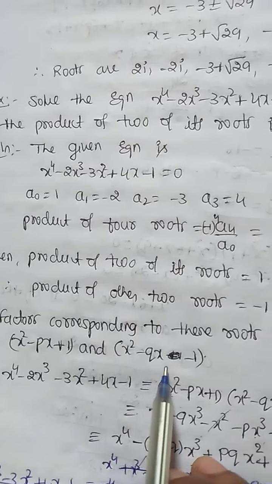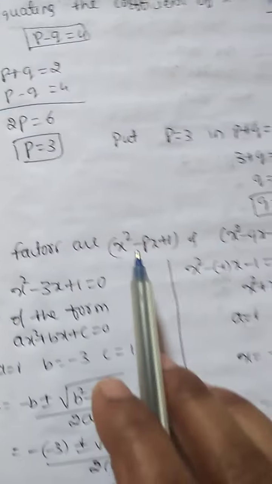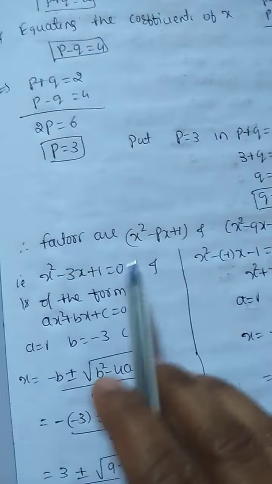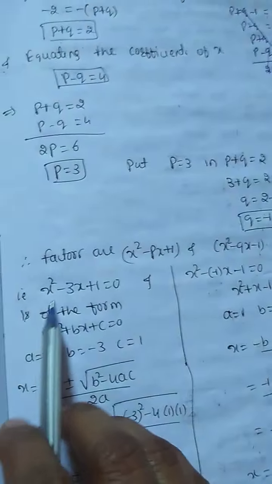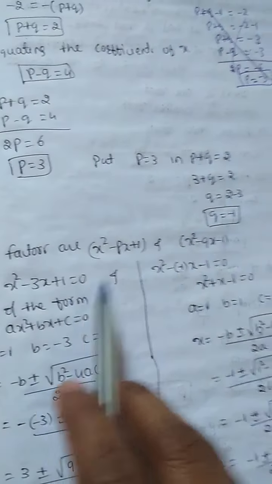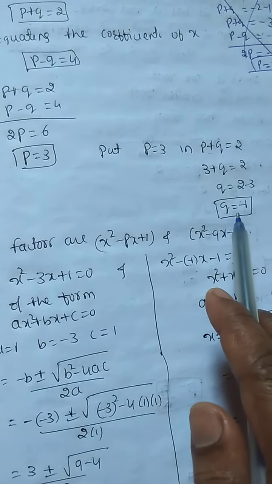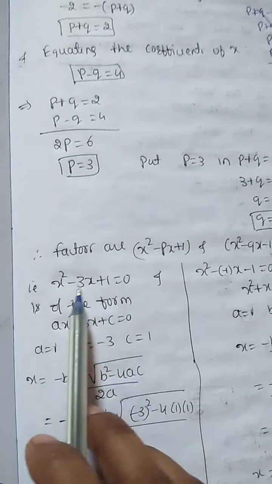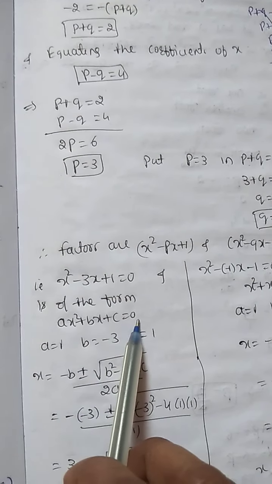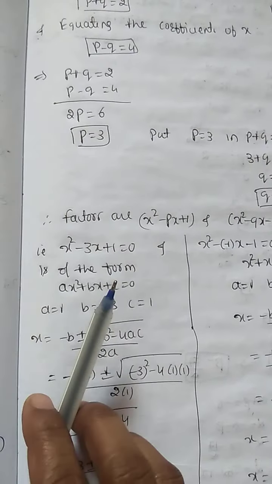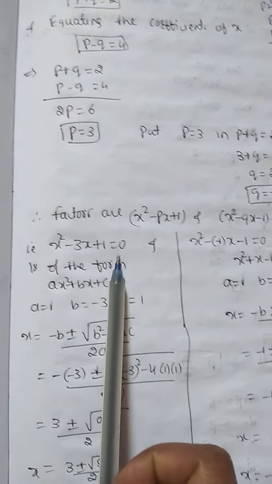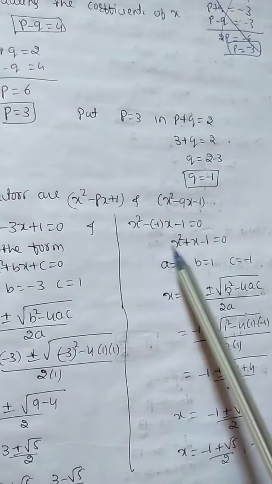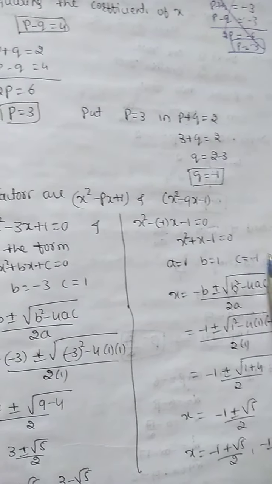Therefore, the factors, substituting these p and q values in x square minus px plus 1 and x square minus qx minus 1. x square minus px plus 1 with p value 3 is x square minus 3x plus 1 equals 0. x square minus of minus 1, x minus 1 equals 0, that is x square plus x minus 1 equals 0. It is of the form ax square plus bx plus c equals 0. Here a value 1, b value minus 3, c value 1. For the second, a value 1, b value 1, c value minus 1.